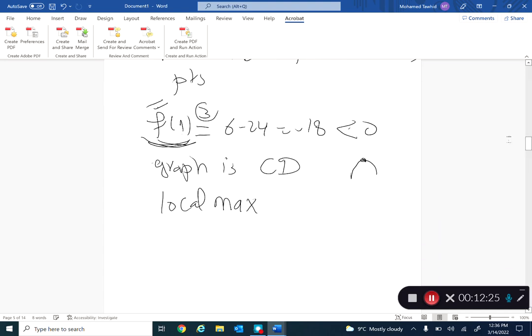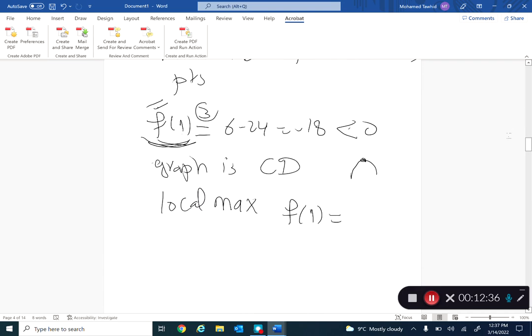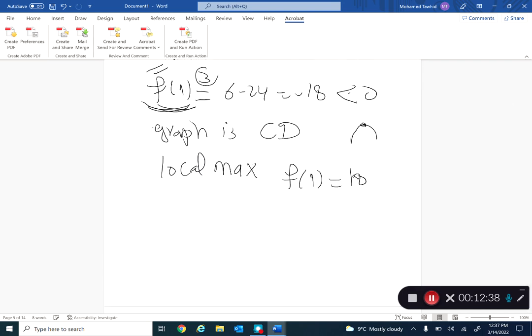So what is the value of your local max? It will be your f at 1, which we figured out already. Look what you have: f of 1 is 18. So that is your local max, 18. You have a local max when x equals 1 and y equals 18. That is the value of your f.